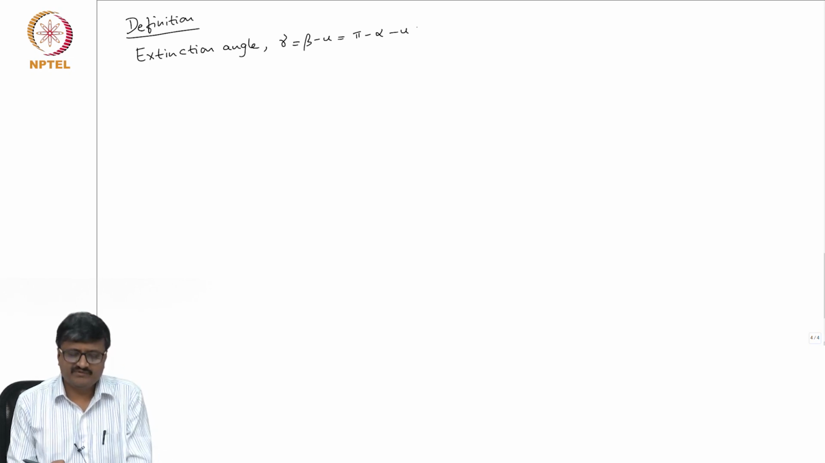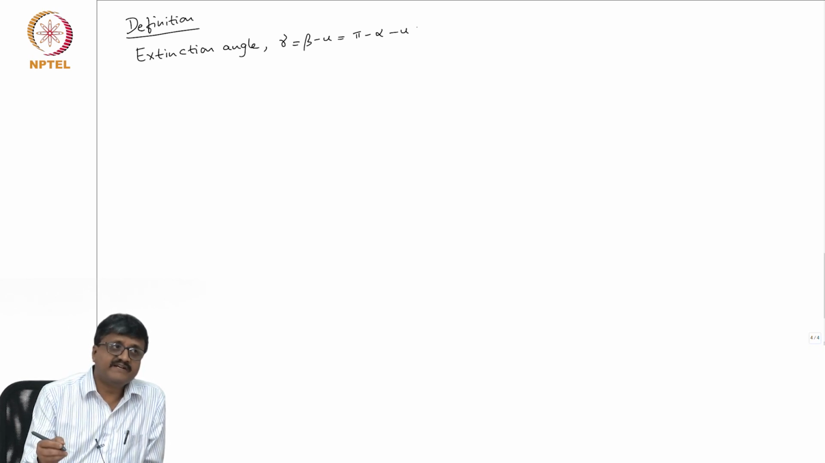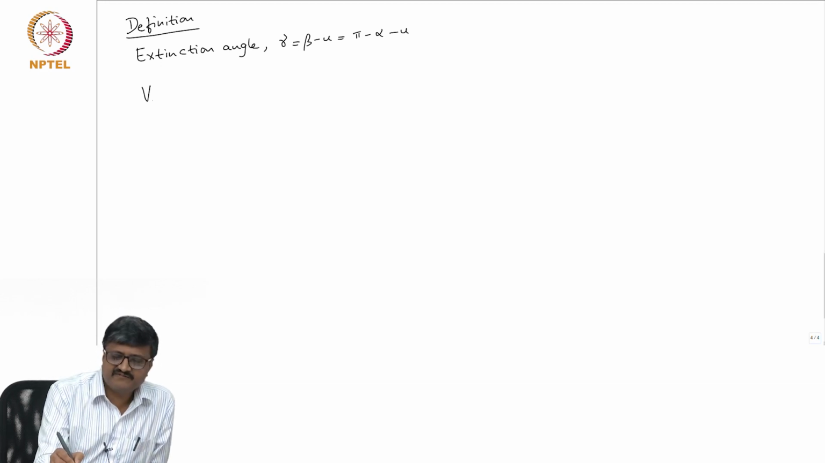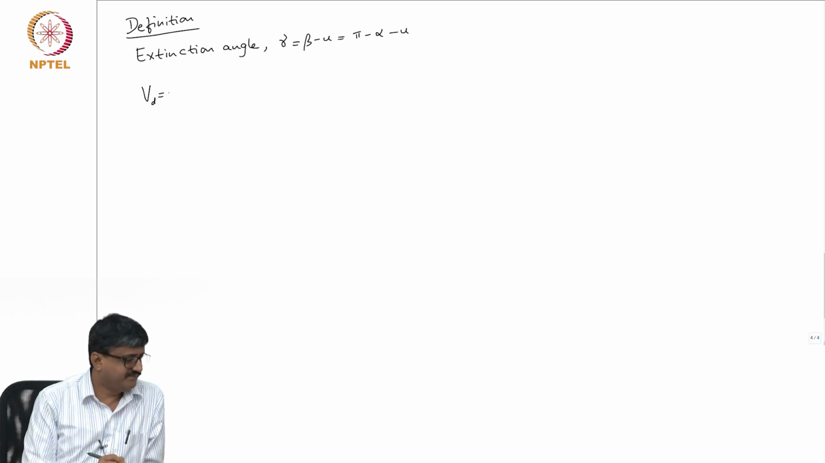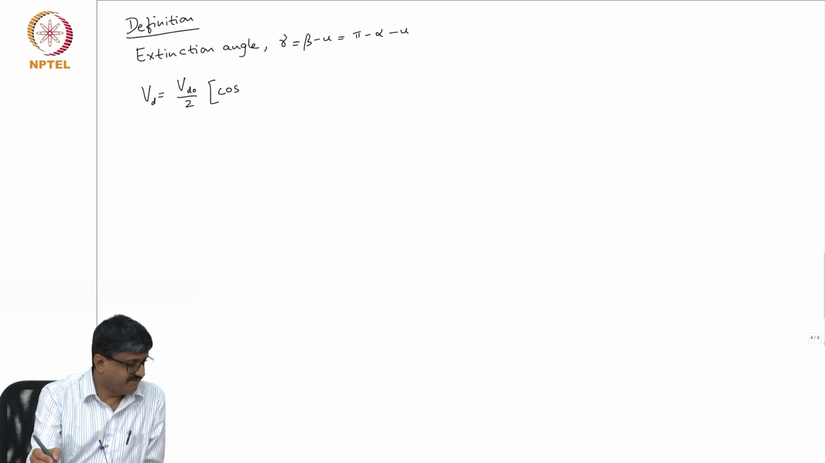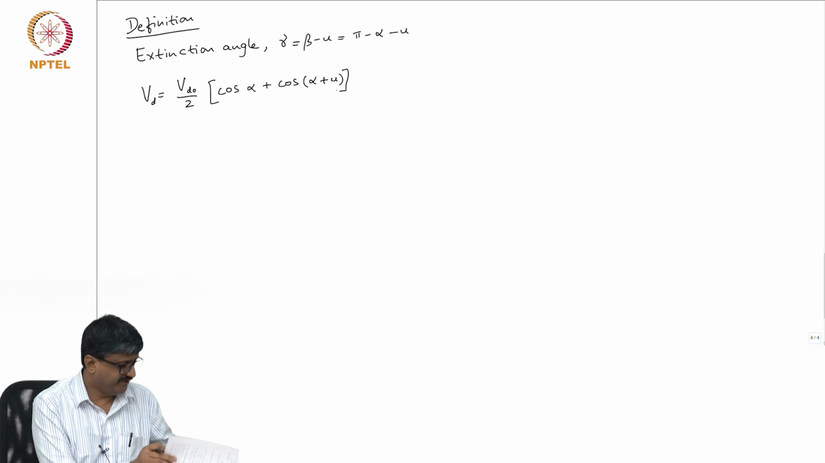Now, what one can do is try to get the expression for the average value of the DC side voltage in terms of gamma instead of alpha. That is also possible. We know the expression for the average value of the DC side voltage Vd. We derived this: it is Vdo by 2, you may not remember this, into cos alpha plus cos alpha plus u. Maybe 2 classes ago we derived this equation.